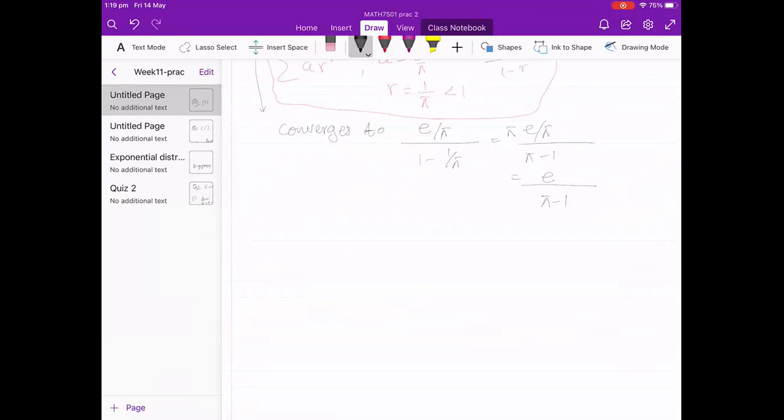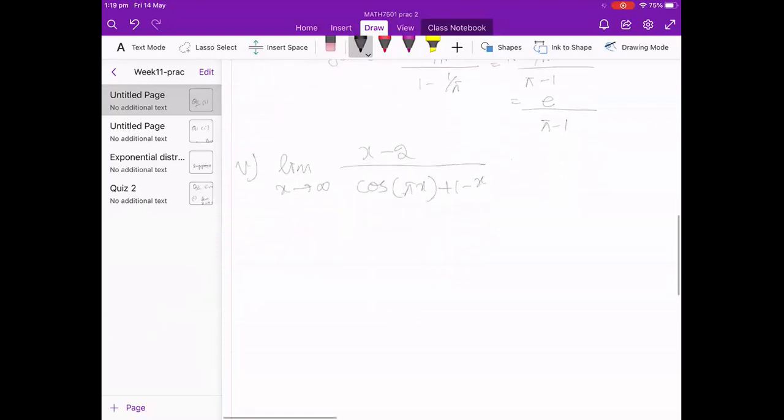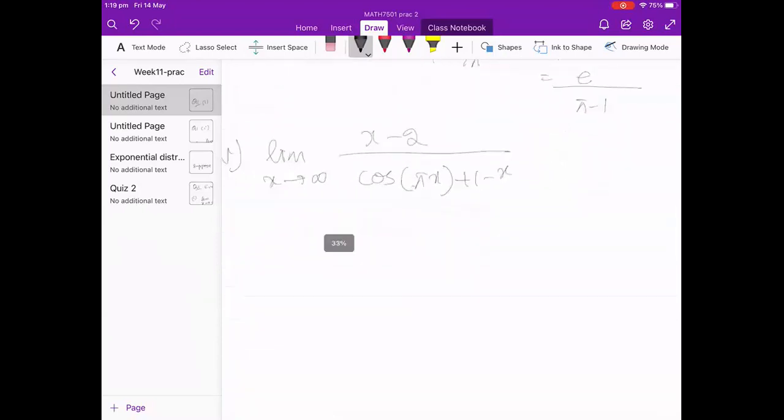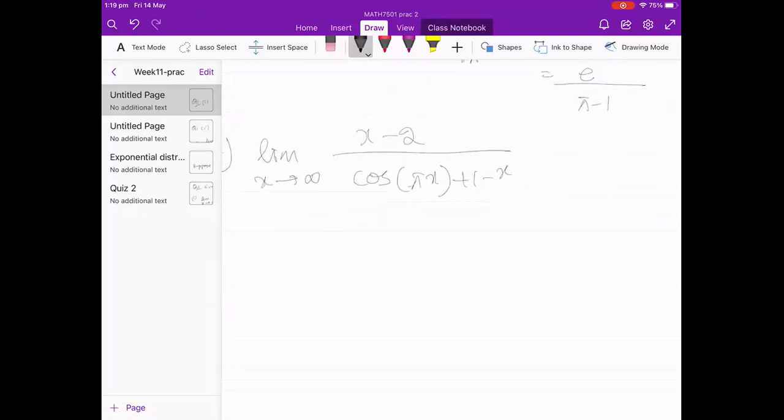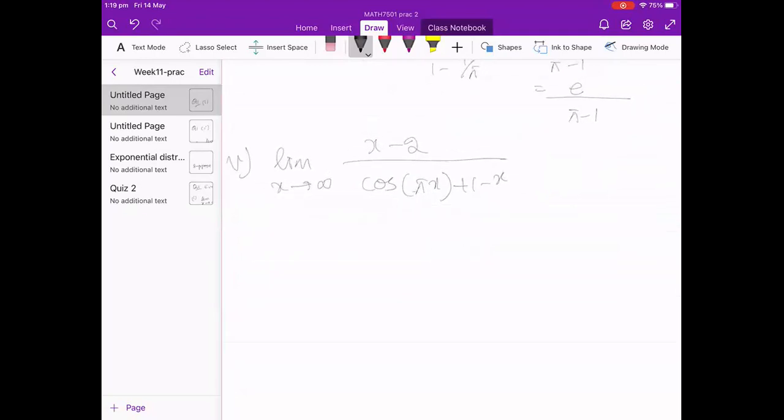The next part is part 5. Find the limit as x tends to infinity of x minus 2 over cos pi x plus 1 minus x. What is this? How would you approach this?